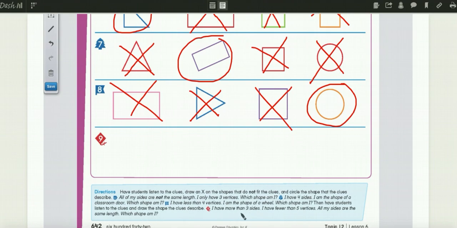So it has to have more than 3 sides, but it has to have fewer vertices than 5. What shape can it be? And all the sides have to be the same length. A square. A square has more than 3 sides. It has 4. 1, 2, 3, 4. Fewer than 5 vertices. It has 4 vertices. And all the sides are the same length.